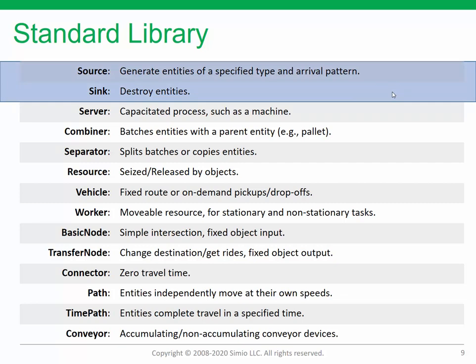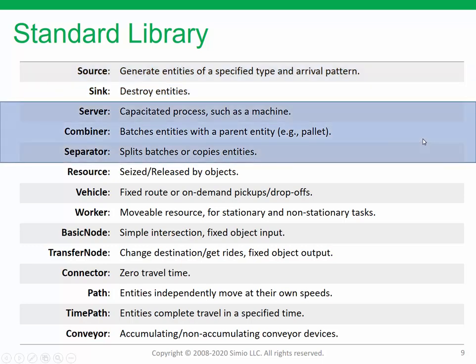The first set is the creation and destruction of entities. So the source objects create entities, sink objects destroy entities. The second set of objects are basically servers, or represent machines, or where processes take place. So we have a basic server, which models a capacitated process. We have a combiner, which allows you to batch entities with a parent. So for example, I want to create a pallet of 48 individual items. The combiner would facilitate that. A separator splits batches, so I could take that same pallet that I created and split it into the 48 entities plus the pallet. And the separator is also used to make copies of entities, as we'll see.